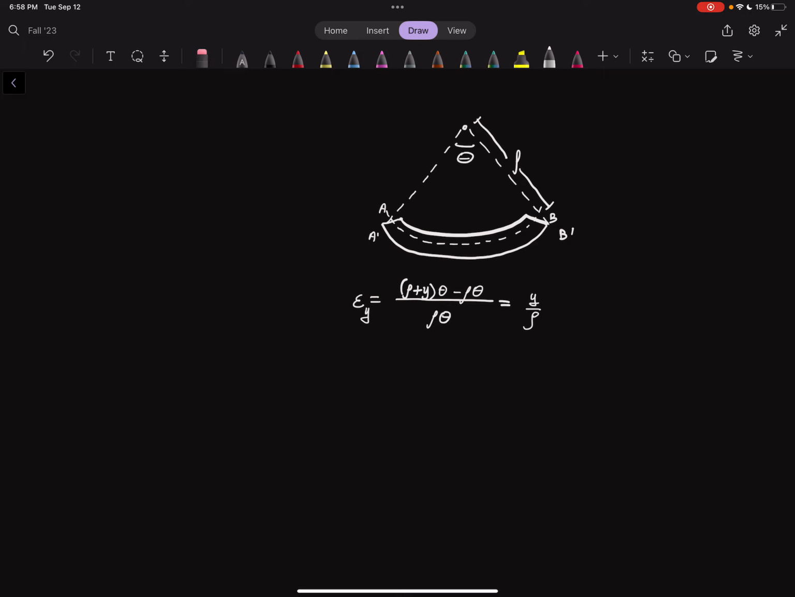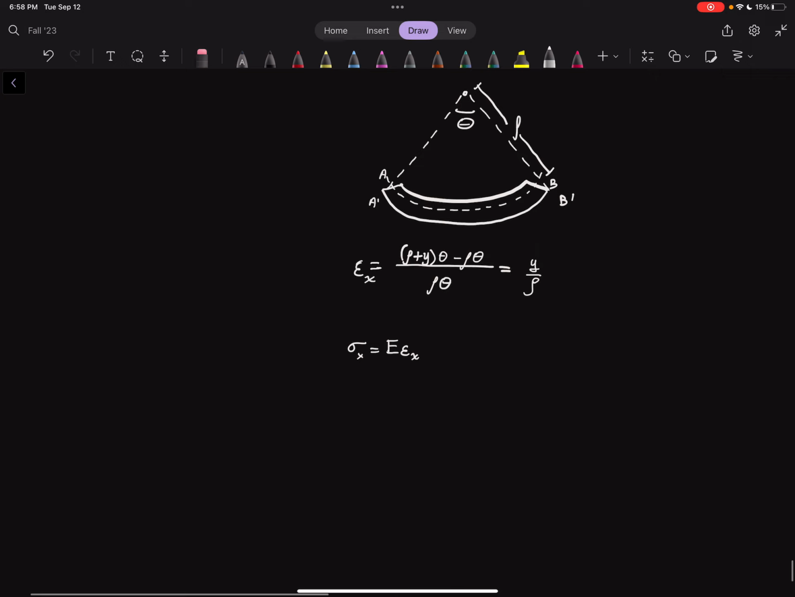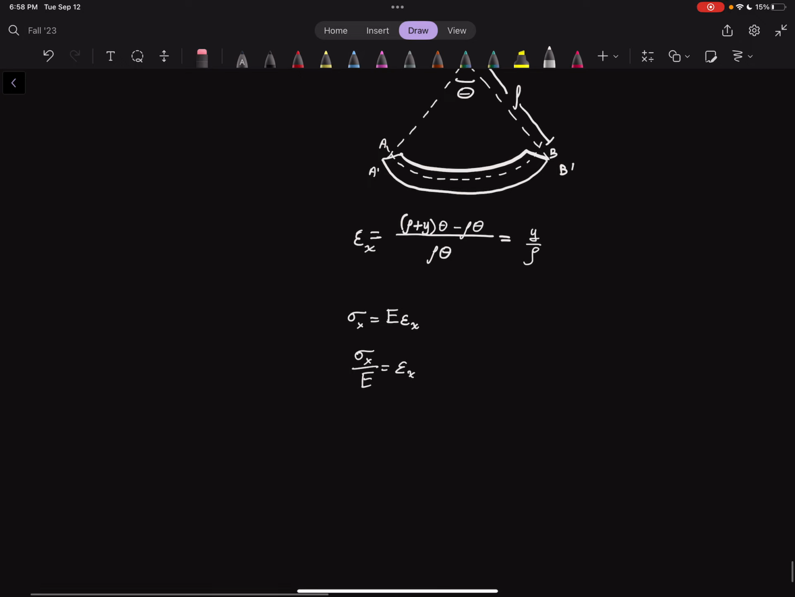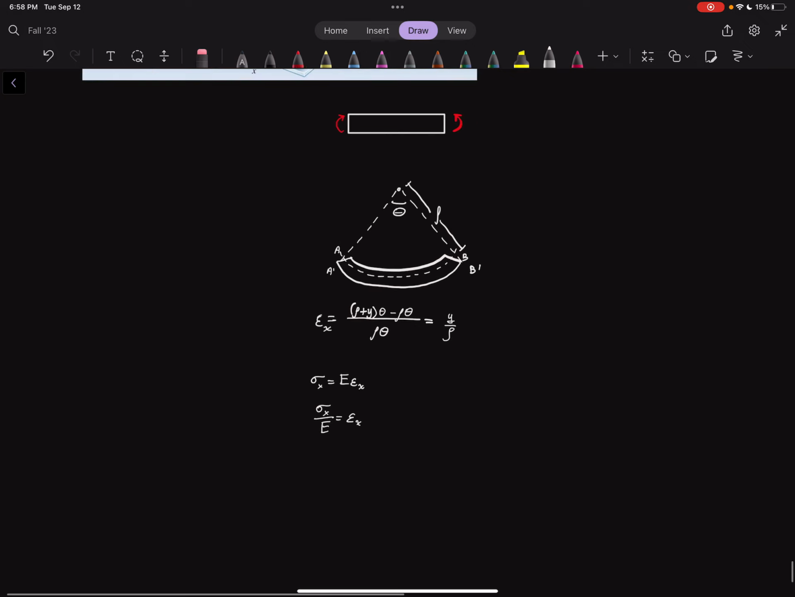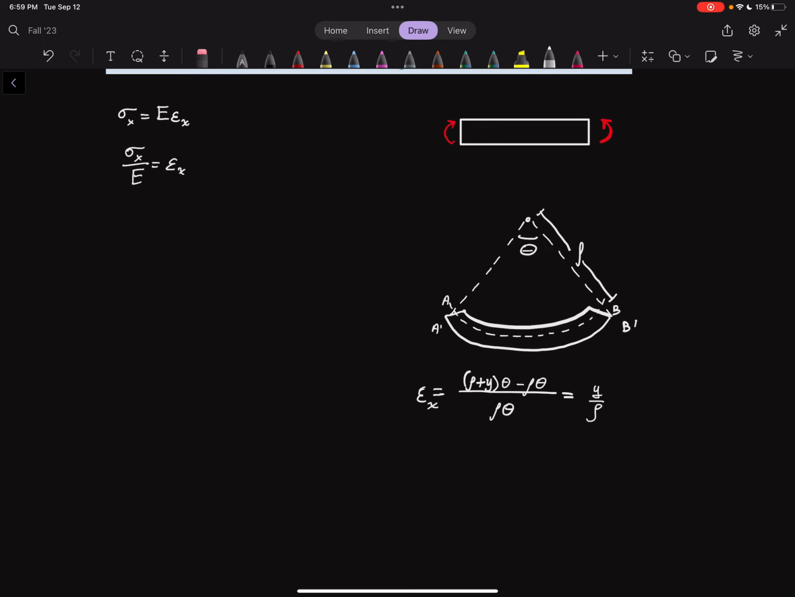Now, remember that if we're in the elastic region, then we can say that sigma x is equal to E epsilon x. So this is epsilon x, to my knowledge. So we can say sigma x over E is equal to epsilon x. And we can plug that in. So we can say that sigma x over E equals y over rho. And now that we do that, what happens?